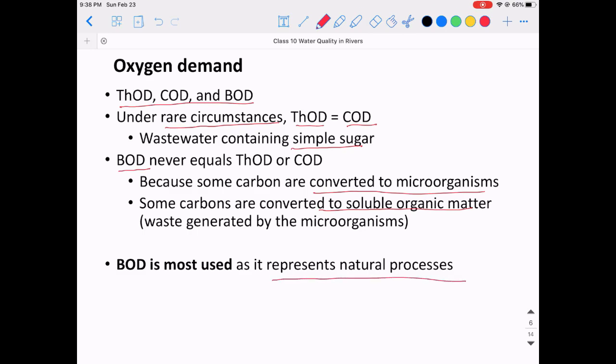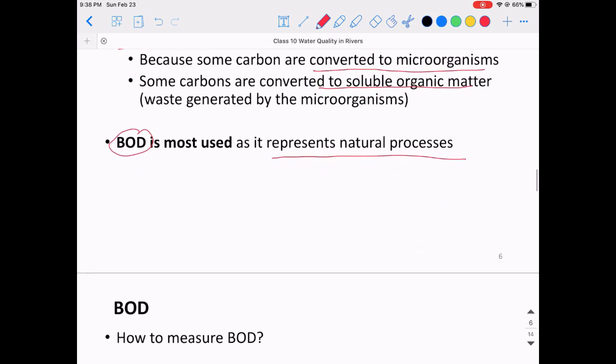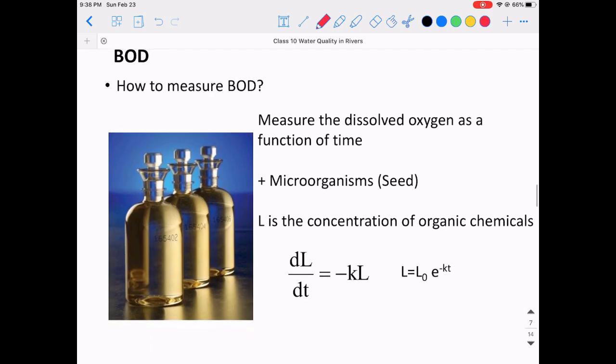But BOD is the most used, as it represents the natural processes. So basically in this class, we're going to use the BOD as an indicator of the water quality in all different types of water systems.